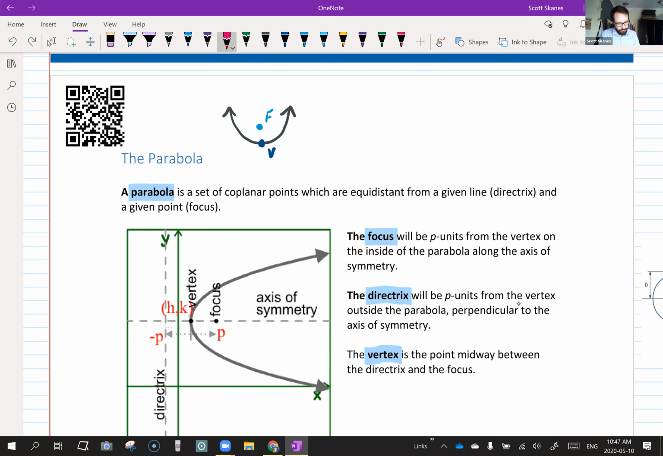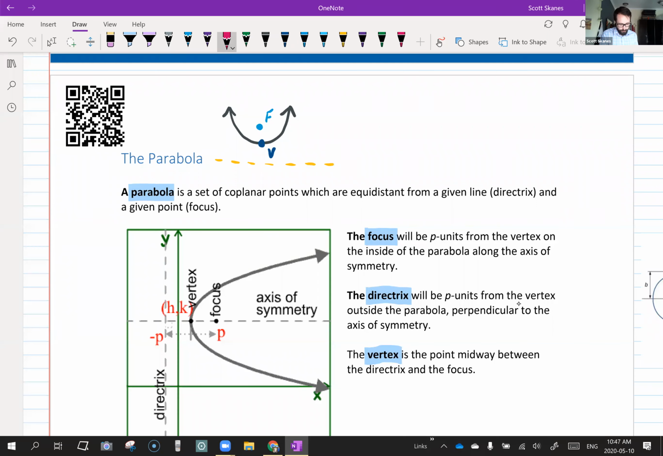It's inside the curve. And then on the other side of the vertex, we have something called the directrix. The directrix is just a line that tells us how far away the focus is. It actually affects how stretched out the function is. But these are the basic ideas.